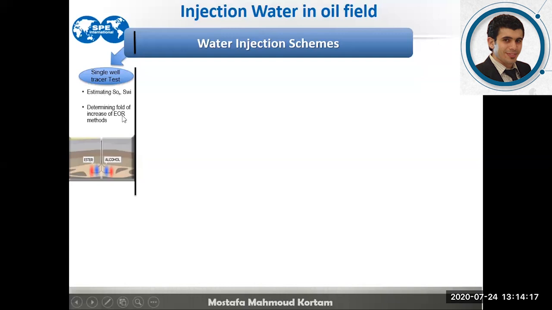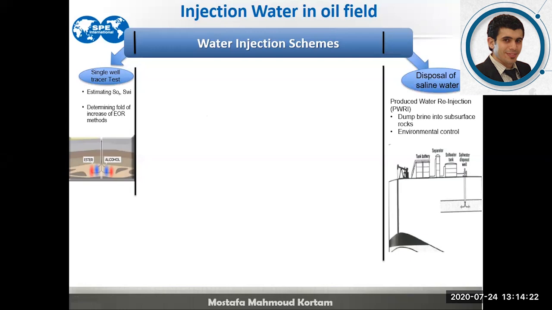Another form of water injection is disposal, where we dispose of the saline water, sometimes called produced water reinjection, PWRI. It's simply dumping into the subsurface reservoir rock the water that we produced, and we have to make sure it's deep enough from the fresh water environment or fresh water aquifers. This has some environmental control on the amount of water to be disposed and the amount of oil dispersed into this water. This class is used for either oil or gas fields.